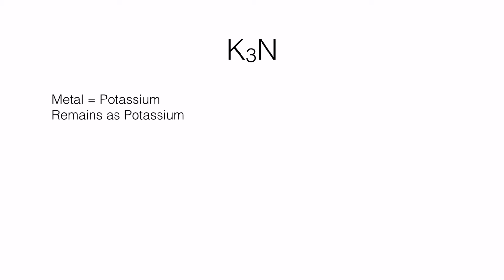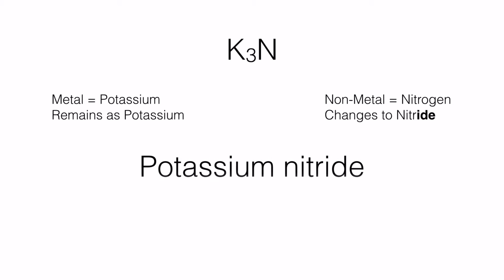Let's do another example. In this case, we have potassium reacting with nitrogen to give us a compound. The metal is potassium, no change in the name. The nonmetal is nitrogen. The ending has to change into nitride because it's an ionic compound. And when you combine it, it becomes potassium nitride.